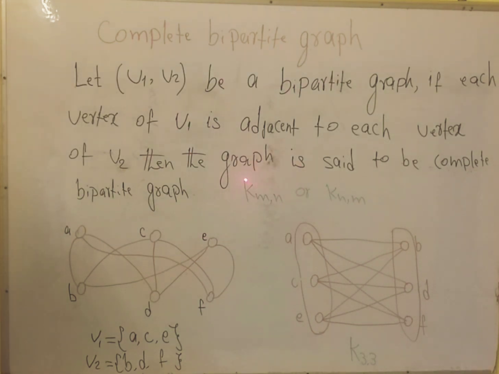Here we have a complete bipartite graph such that the two sets have m elements and n elements. Look at this graph. It has 6 vertices: A, B, C, D, E, F. We can divide the vertices of this graph into V1 and V2, such that V1 is A, C, E and V2 is B, D, F.